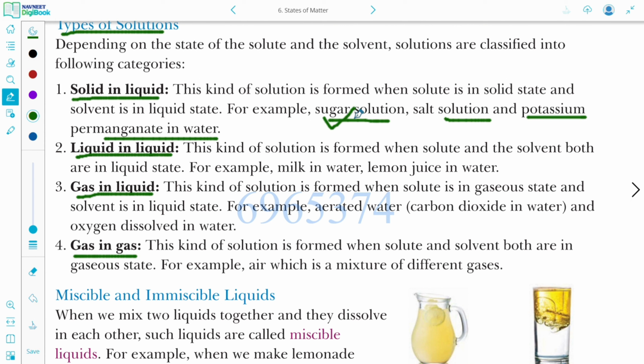Here sugar is solid and water is liquid. In salt solution, salt is solid and water is liquid. Potassium permanganate is solid and water is liquid. Right? So this kind of solution is formed when solute is in solid state and solvent is in liquid state.